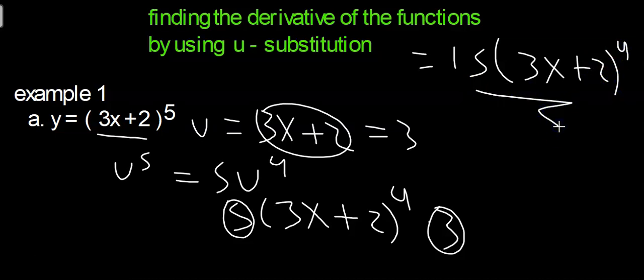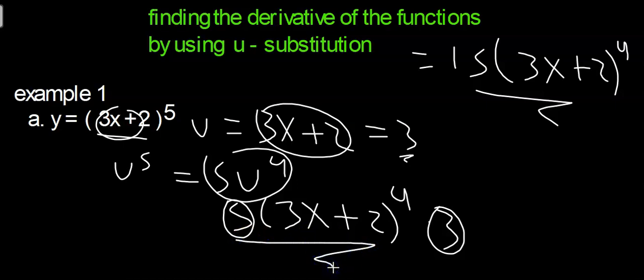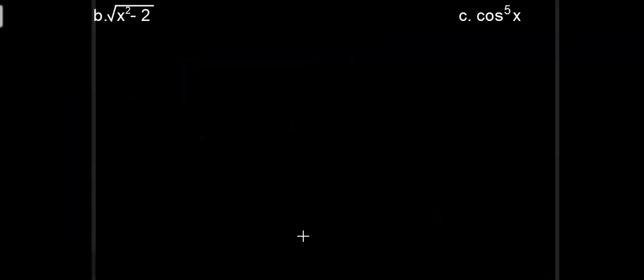So this is all you have to do. First, substitute the whole thing by u, which is 3x plus 2, and derivate it to get 3. Then derivate the power, so you get 5u to the power of 4. Then write the u back in, and lastly multiply by the derivative of the thing found on the inside. That's the whole process for this specific example. Now let's do some more critical examples.